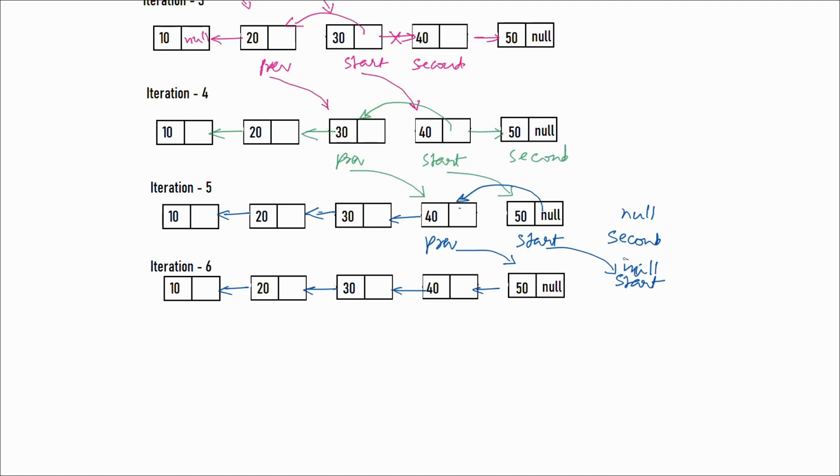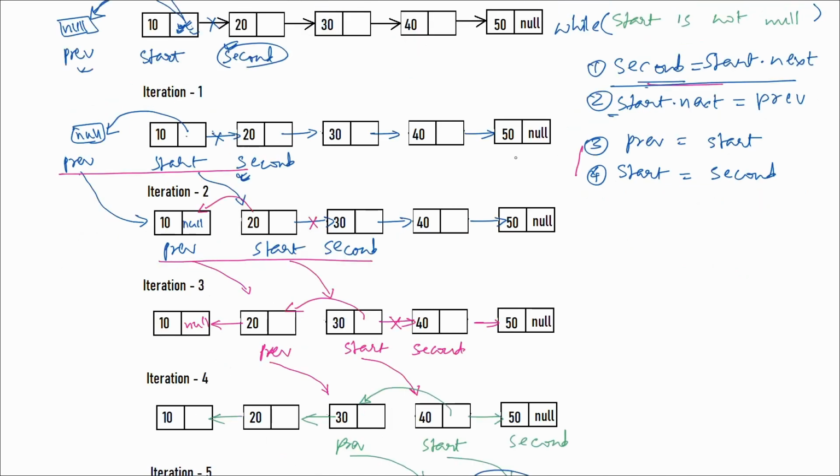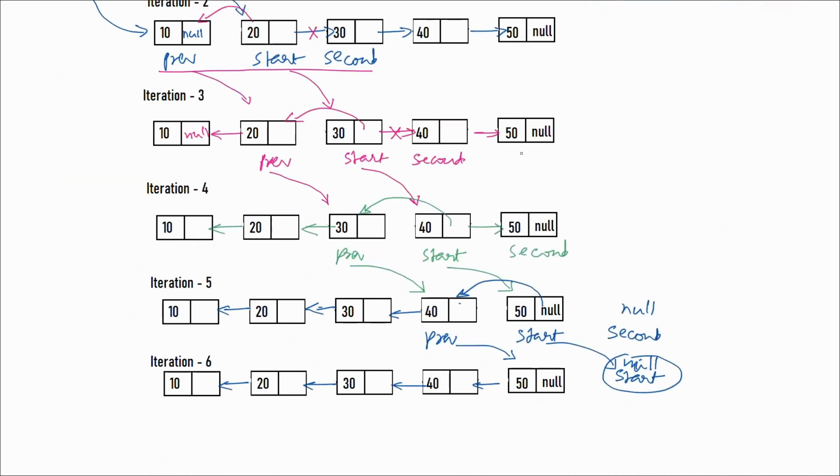So when start is going to become null, this loop should be stopped, right? So what we have to do, this should be repeated while start is not null. So this was the fundamental of reversing a linked list. I think this logic is quite clear to all of you.